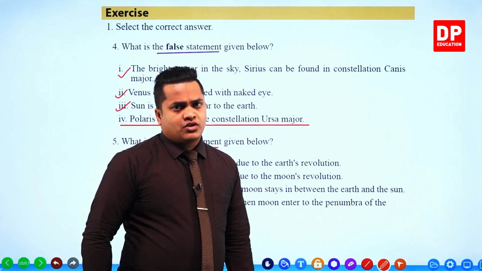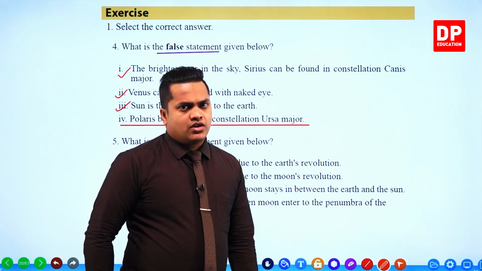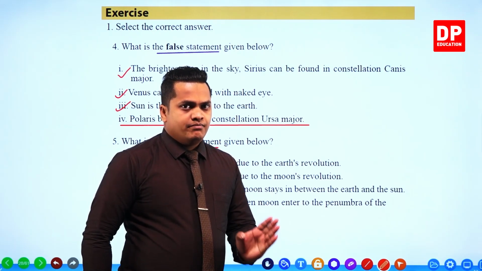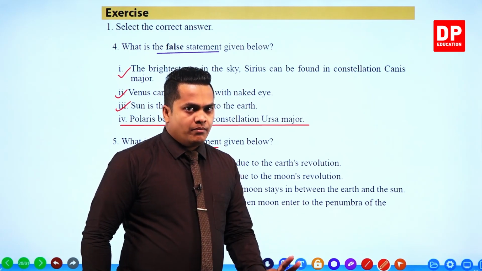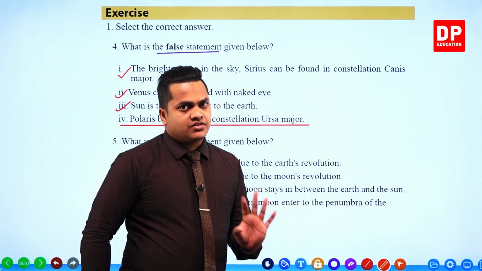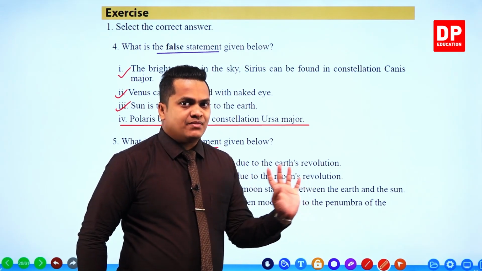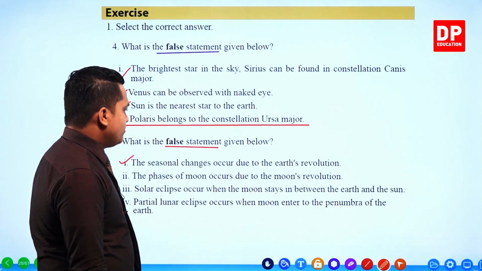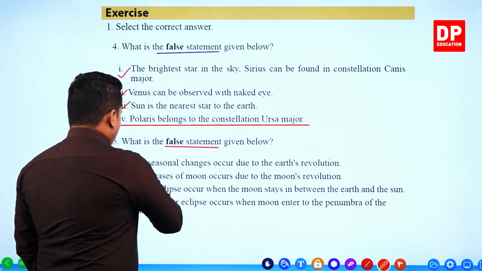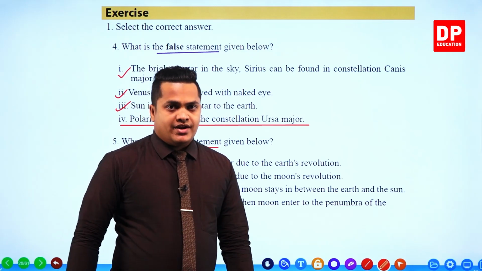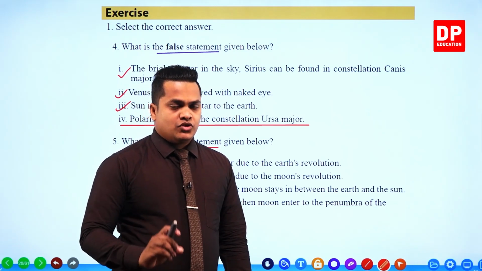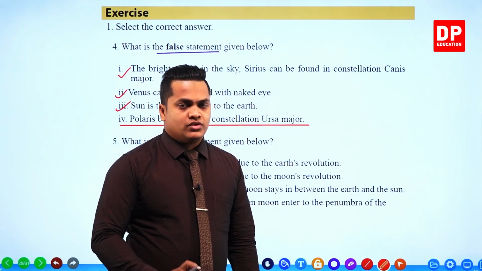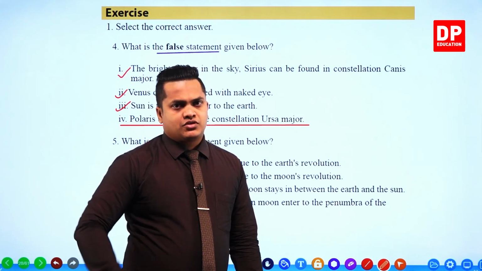Because of the uneven distribution of solar rays, seasonal changes occur mainly. This uneven distribution of solar rays occurs because of the tilt and because of the revolution of the planet Earth around the sun. So the given statement is correct. There is no problem in it. Phases of the moon occur due to the moon's revolution. Correct. The moon is going to revolve around our planet Earth. Because of the revolution of the moon around our planet Earth, we can observe different phases of the moon. So there is no problem in it. That is also correct.